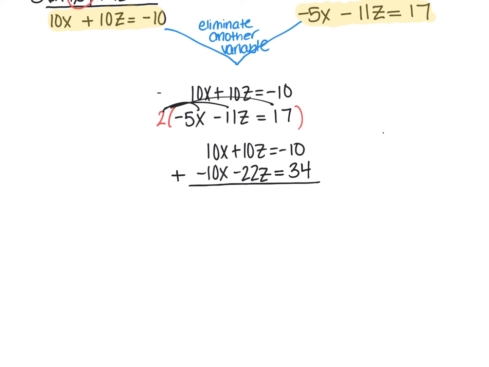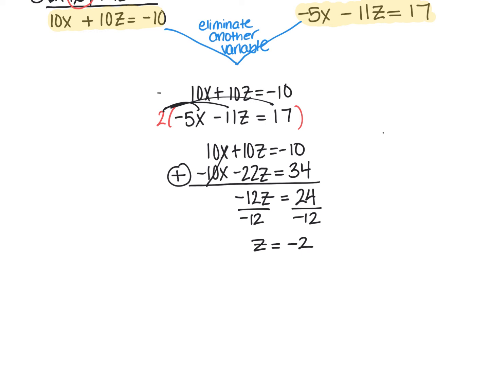And then we have to add these two equations together. So the 10x and the negative 10x are going to cancel. Then we have 10 plus negative 22, and that's negative 12. And that equals negative 10 plus 34, which is 24. Now to solve, I'm going to divide both sides by negative 12, and z must equal negative 2. So what you've done is you've successfully solved for one of the variables. So now it's kind of smooth sailing.